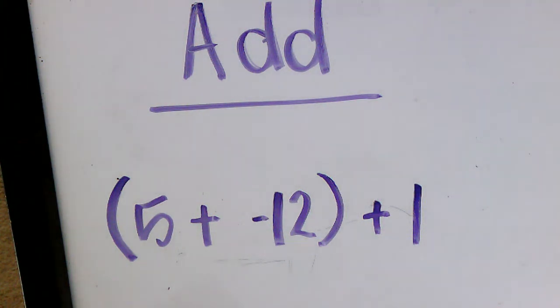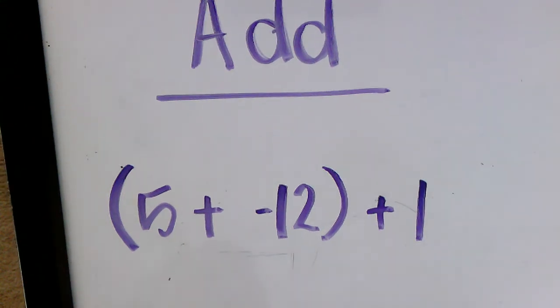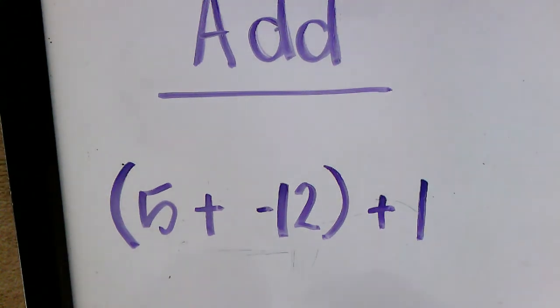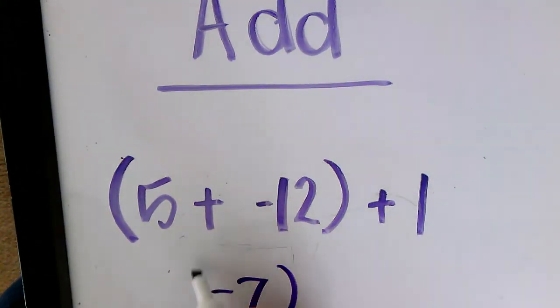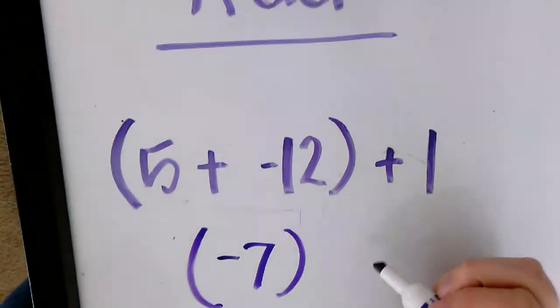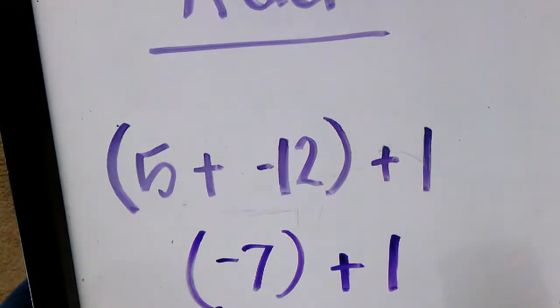So right here, we are going to start with 5 plus negative 12 plus 1. So just like with order of operations, we are going to start with the parentheses. So when I add a positive number and a negative number, in this case, it is going to be a little less negative. So if I have negative 12, I'm going to add 5 positives to it. So that becomes negative 7, and I'm going to leave it in my parentheses, and then I'm going to bring down the plus 1. So now I have negative 7 plus a positive 1.